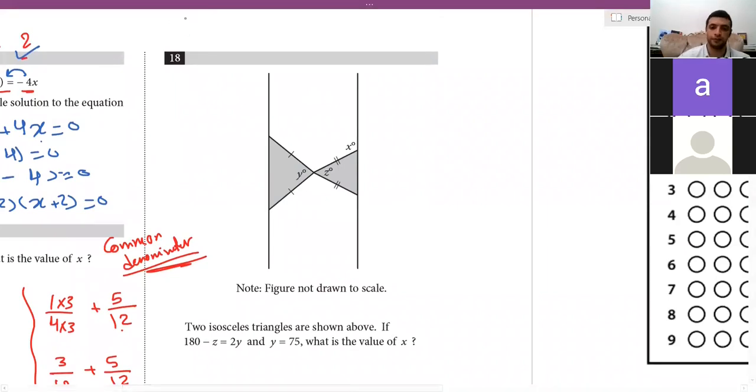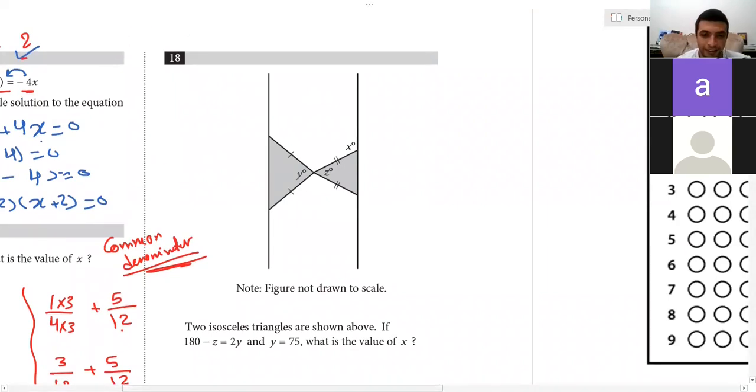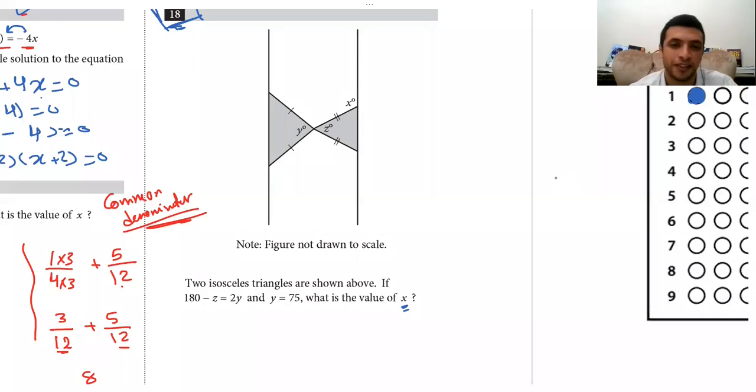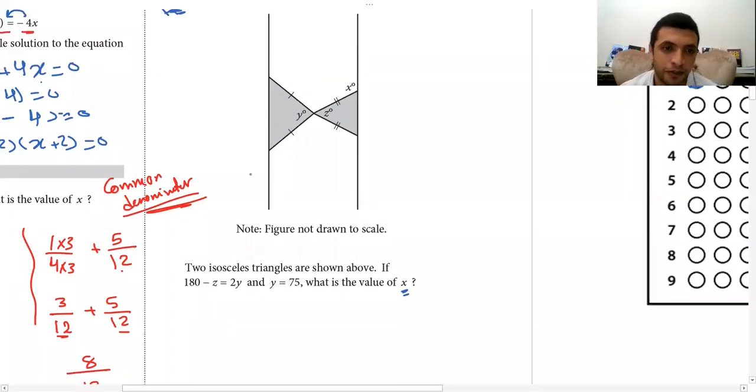18. What do you think? 18. Let's discuss. Let's analyze it. We will not solve it. We are going to analyze it, and then we are going to solve.